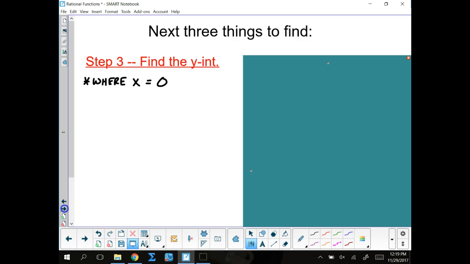Now, how many y-intercepts can we have? One, because we're talking about functions here. So if we had 2, it wouldn't be a function. It would fail the vertical line test. So we can only have 1.